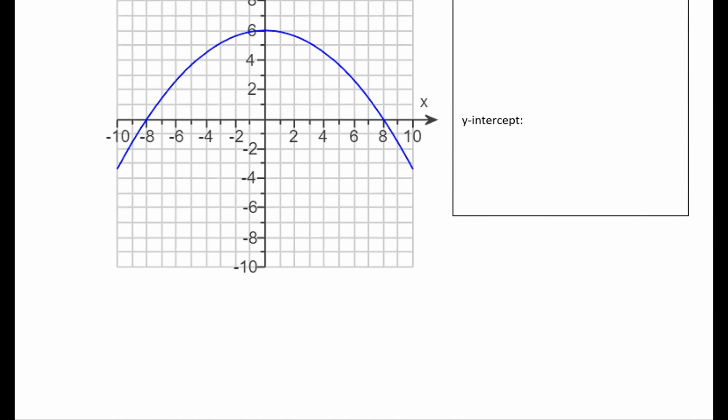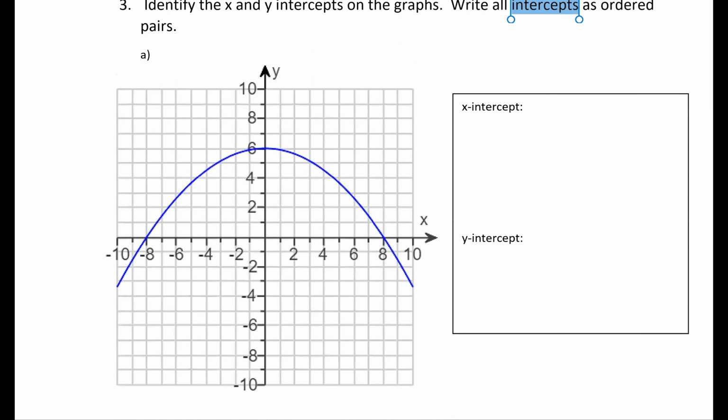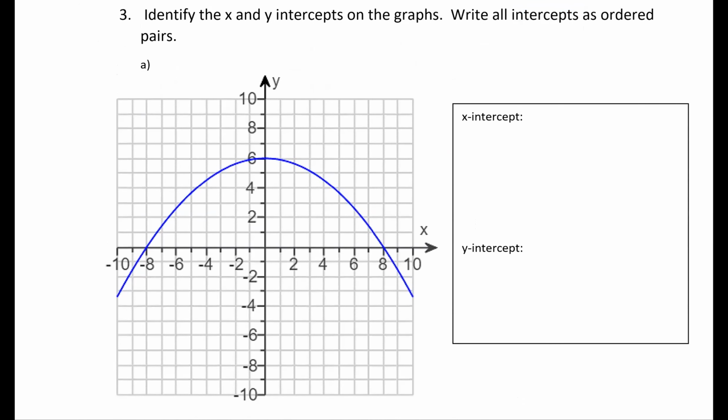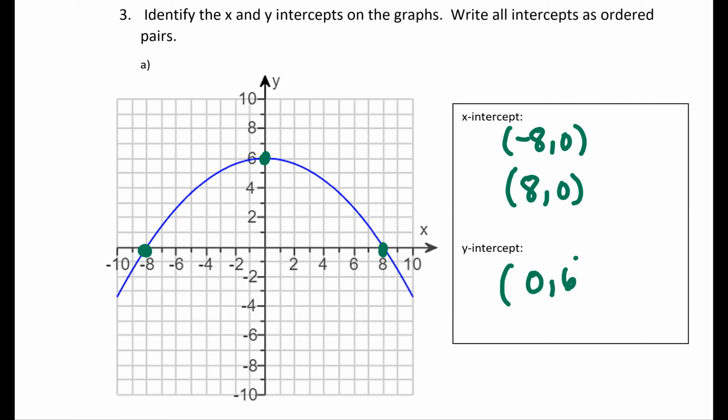So in the next picture, we want to identify the x and y intercepts on the graph. Write all intercepts as ordered pairs. So if we want to find the x-intercepts, there are two. The first one is at (-8, 0), and the second one is at (8, 0). The y-intercept is where the graph crosses the y-axis, and that is at (0, 6).